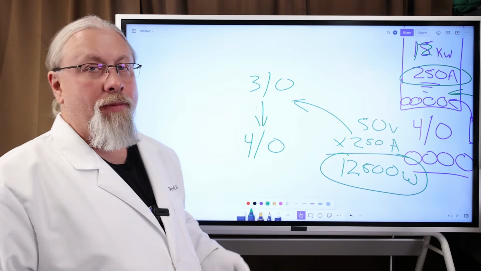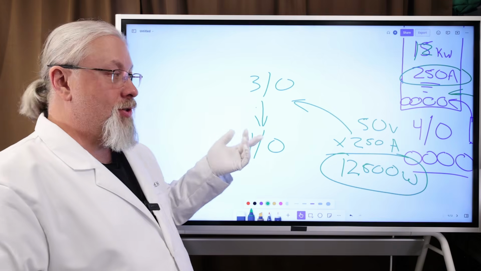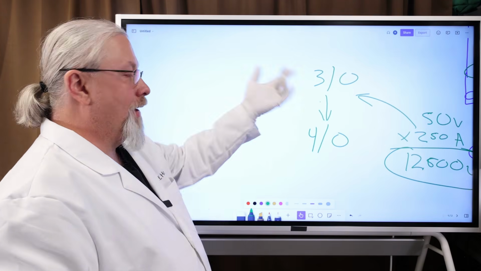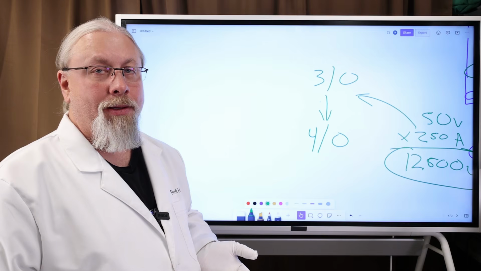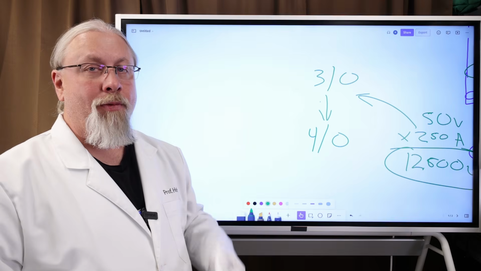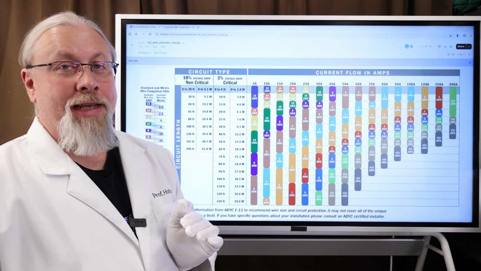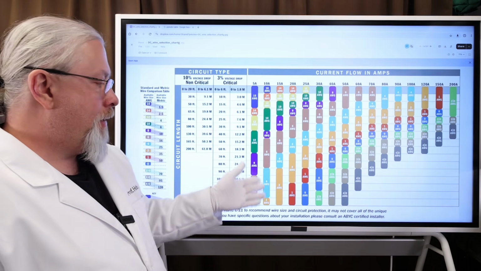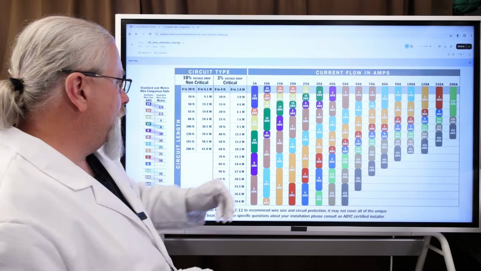Now, if you're buying 300 feet of it, that extra 20 cents a foot is going to cost you extra money. And in that case, you may decide just to go with whatever the chart tells you. I almost always go one size up from what the chart tells me. And what does that chart look like? Here you go. This is one of my favorites. I like the color coding of it.